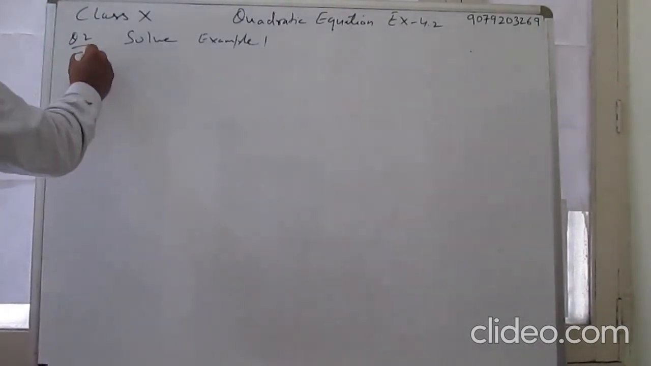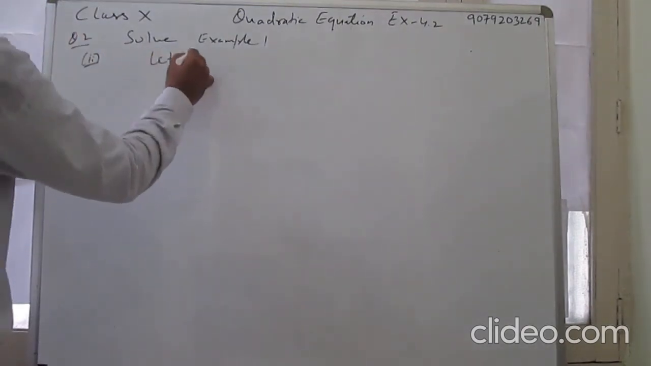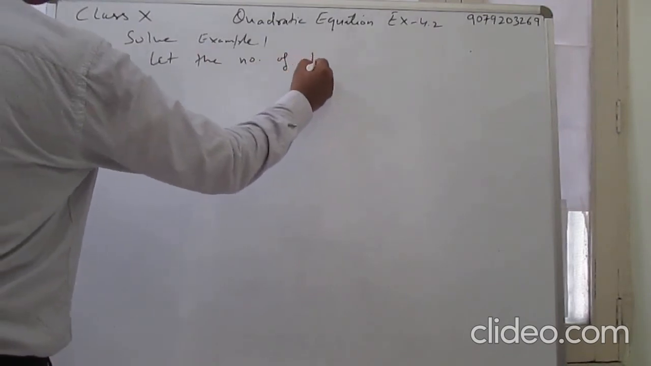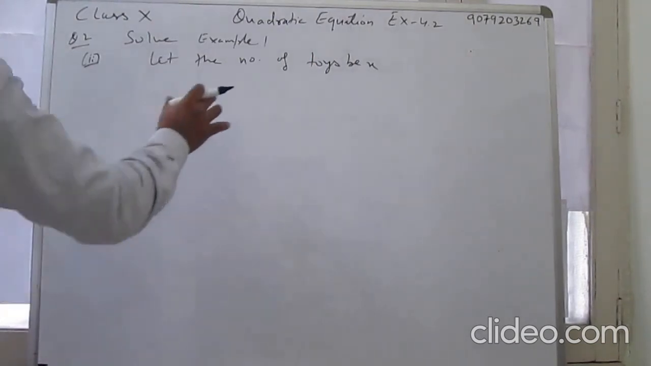Second part. A cottage industry produces a certain number of toys in a day. The cost of the production of each toy was found to be 55 minus the number of toys produced in a day. On a particular day, the total cost of the production was 750. We would like to find out the number of toys produced on that day. So let the number of toys be x.